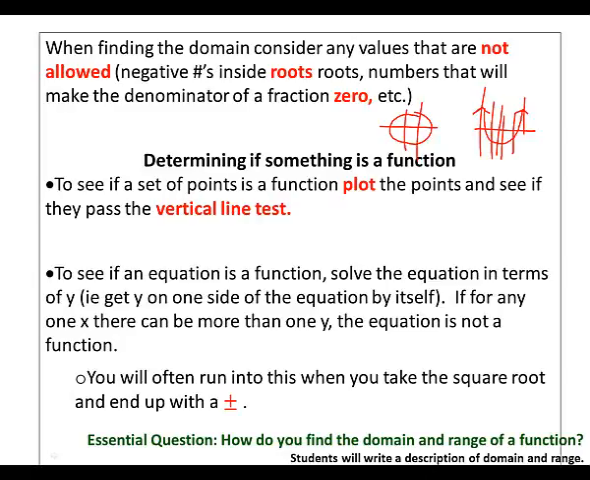To see if an equation is a function, solve the equation in terms of y, get y by itself. If for any one x, there can be more than one y, the equation is not a function. So every x only gets one y. If there's more than one, it's not a function. You often run into this when you take the square root and end up with a plus or a minus. So likely if you get a plus or a minus, whatever you're getting is not a function. Okay? If I had done the circle formula, equals 5, I would eventually have had to take a square root here, which would have made it a plus minus. That makes it not a function.